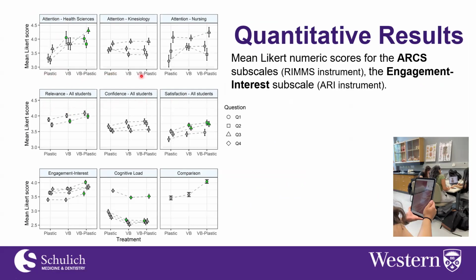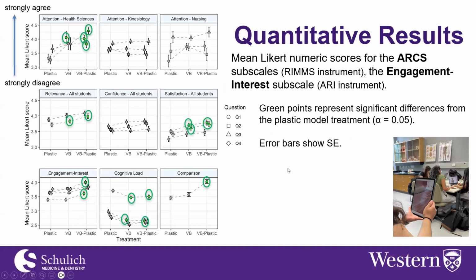On the x-axis at the bottom are our three groups: plastic models, the group that had Visible Body Desktop, and then Visible Body Plastic, or our combination group. Mean Likert scale 4.5 means that they strongly agree, or it was strongly motivating for them. It was a higher value versus 0, which is basically disagree or did not like. The different symbols indicate the different questions. Apologies, it doesn't like it when I go from laser pointer to no laser pointer. Okay, so this is strongly agree to agree.